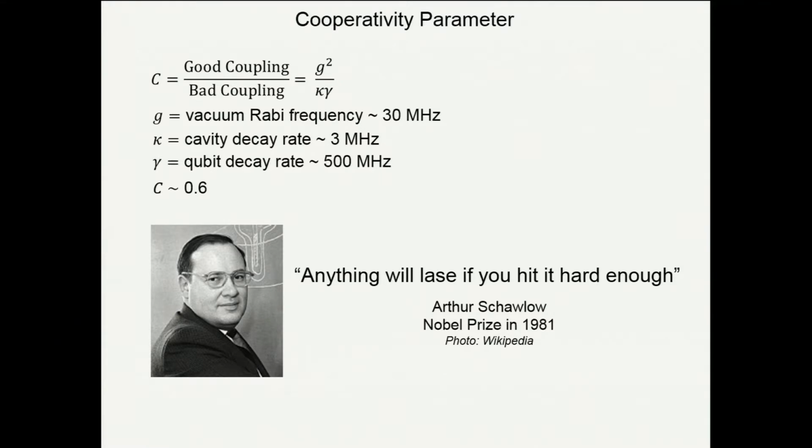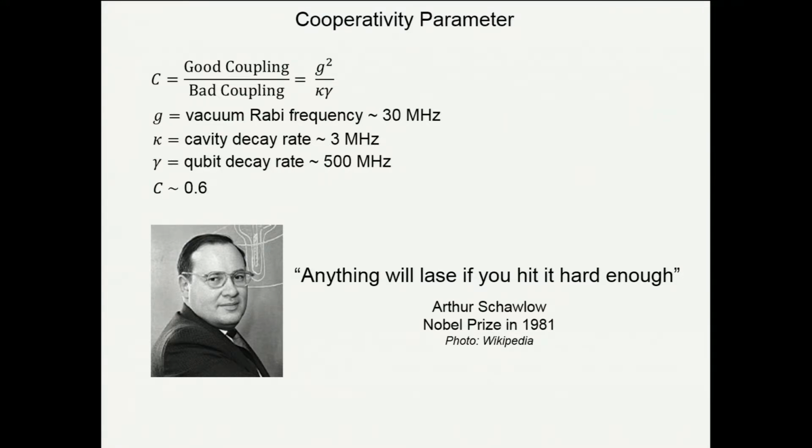And the cooperativity of a quantum optical device in cavity QED, you can think of it as the ratio of the good couplings in the experiment to the bad couplings. The good coupling in our experiment is the coherent electric dipole coupling between the charge in the double dot and the photonic field of the cavity. We want that interaction rate to be fast. Fast compared to what? Well, compared to the bad coupling rates.